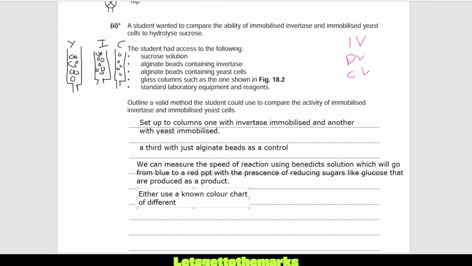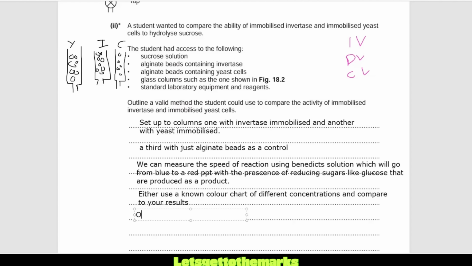different concentrations and compare to your results. So essentially, you can compare the level of blueness that's left in your Benedict solution to a known color chart, or the level of red to a known color chart of different glucose concentrations that you get with the same volume and concentration of Benedict's in the same situation. And you can actually work out what is your percentage of glucose that's being produced and prove that either invertase or yeast produces more glucose.